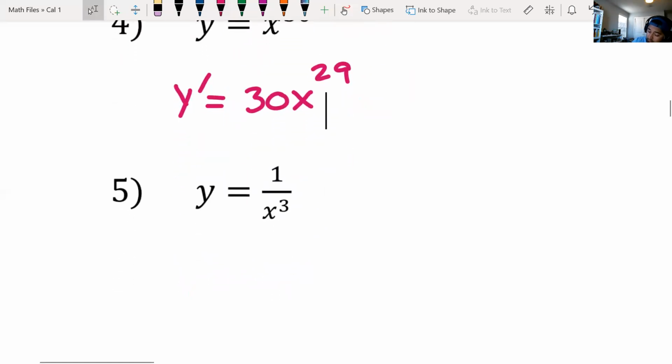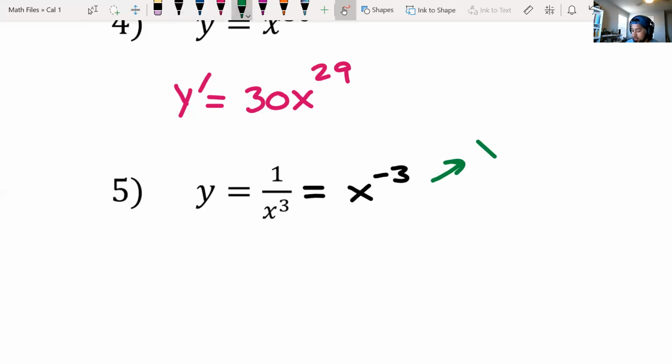Okay, number 5. y equals 1 over x cubed. We cannot take the derivative in this form, so we have to rewrite it algebraically. When we rewrite this algebraically, this just becomes y equals x to the negative 3. Here we use the negative exponent rule: x to the negative n is equal to 1 over x to the n. And it puts it into the proper form for us to take the derivative.